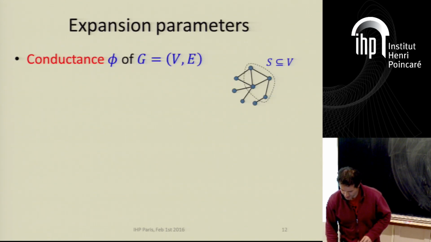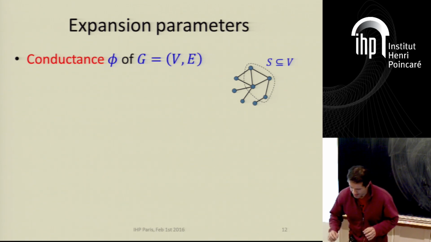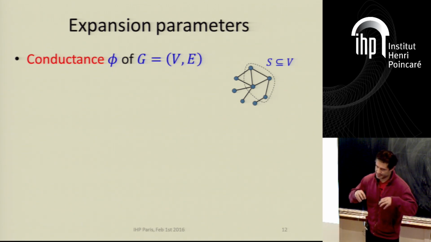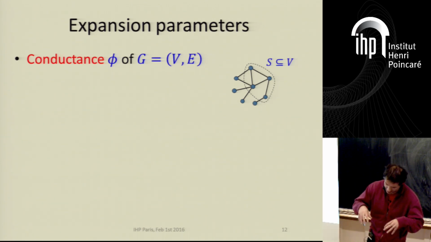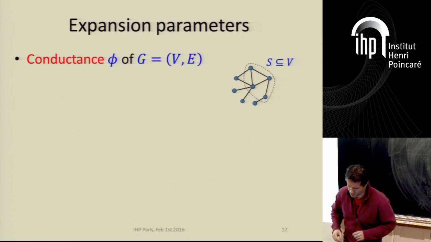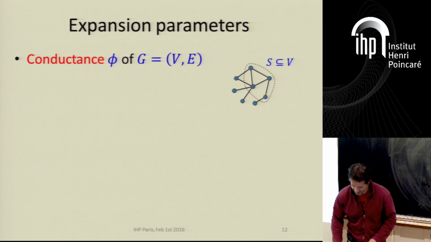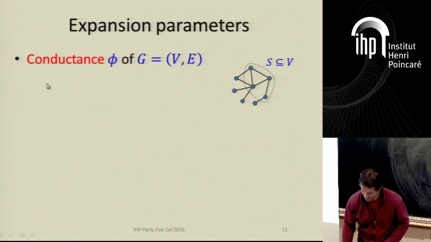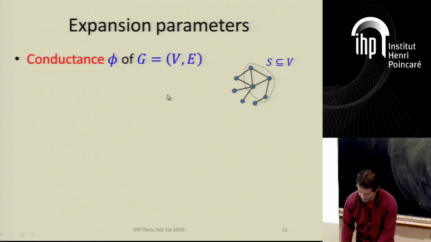So, bounds with expansion. Two standard expansion parameters have been studied in relation to the rumor spreading time. I will just briefly review the definition here. The first is the conductance. So the conductance of a graph G.